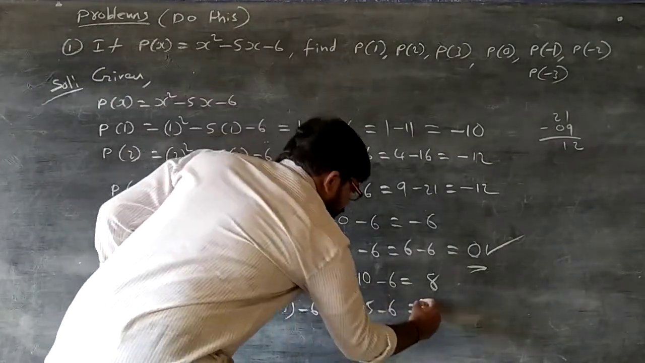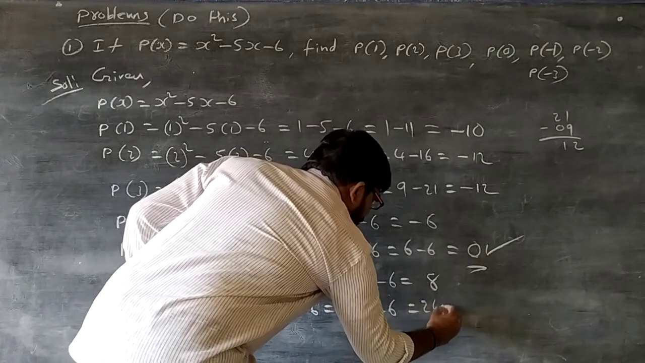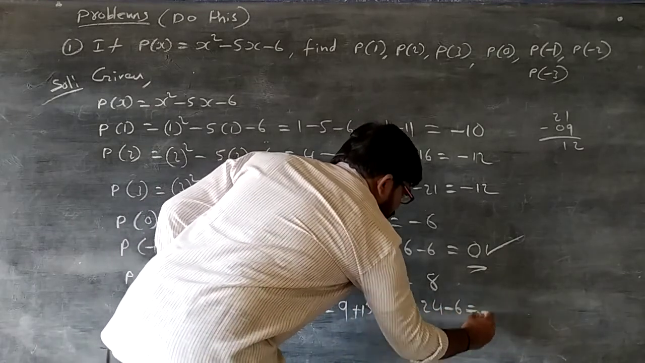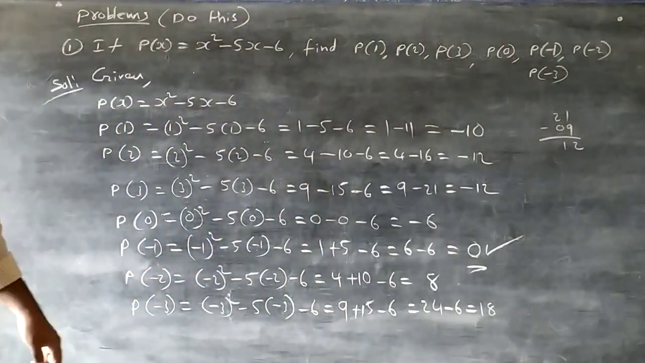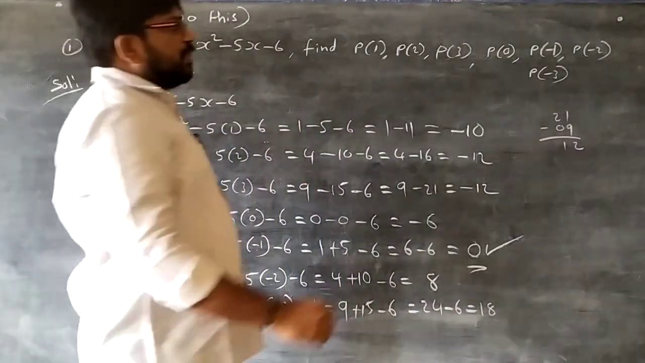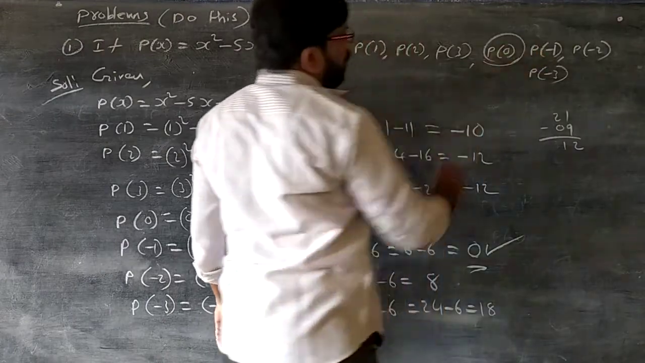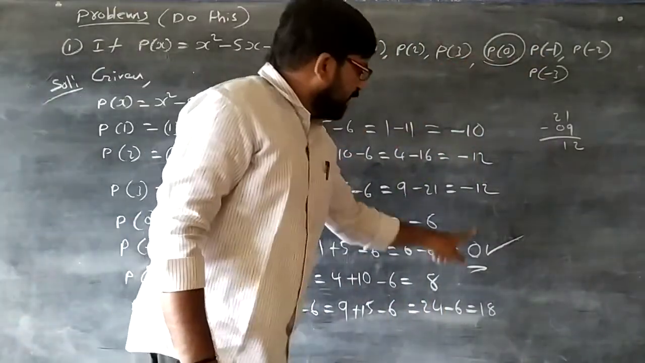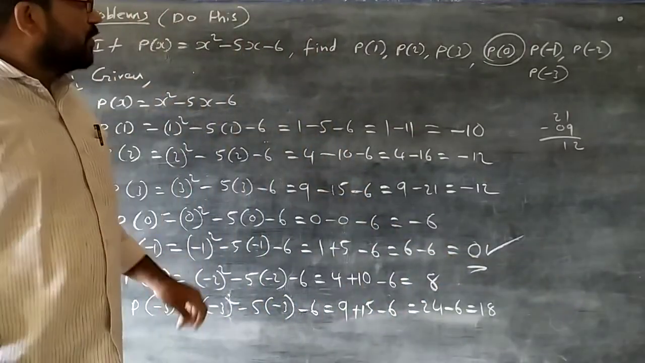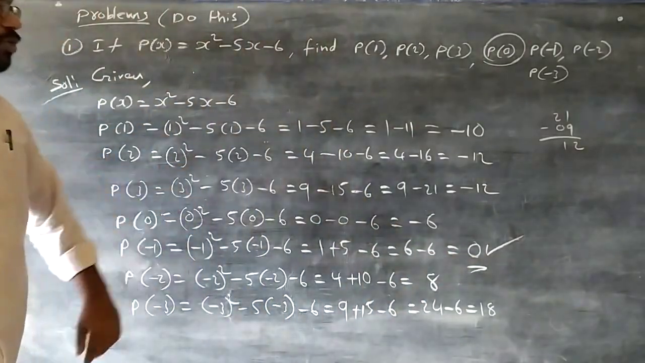24 minus 6 is 18. So here p of 0, the value of the polynomial at x equal to 0, is 0. So it is called a zero of this polynomial.